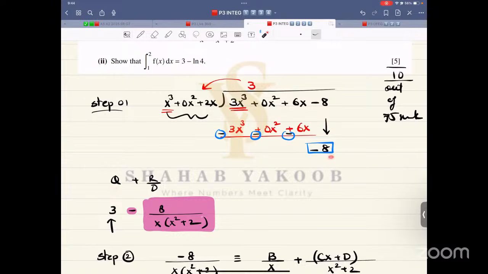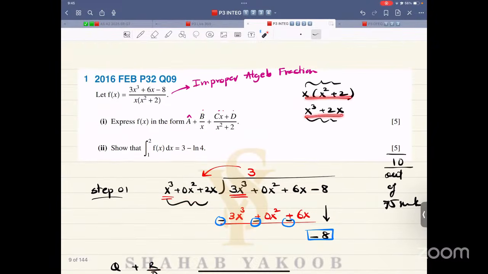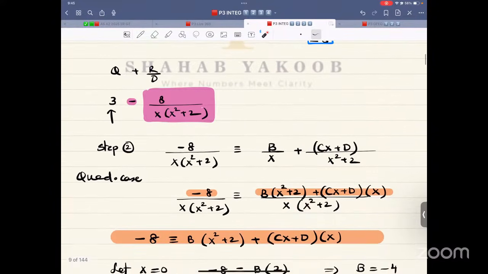The remainder is -8. So R is -8. Whether you write a plus sign and then -8 over here, or you take this negative on the outside, no issue. The divisor is this thing which is obtained by x into x squared plus 2, the original one. Now this minus sign is there. I'm including in this one -8 over this thing that has to be broken down into partial fractions.